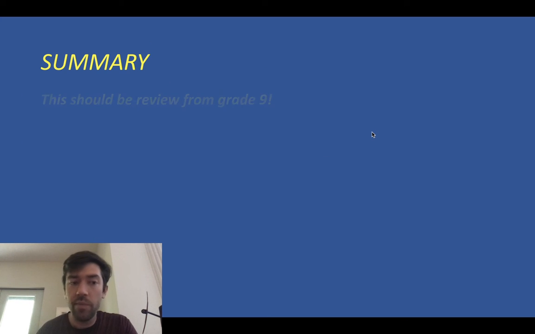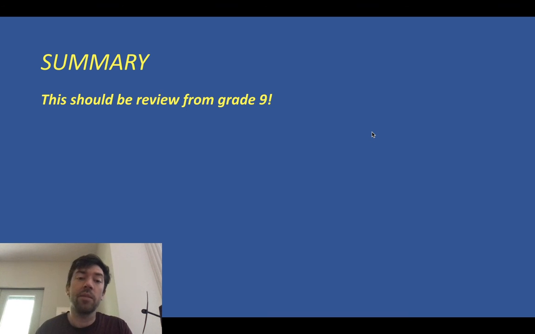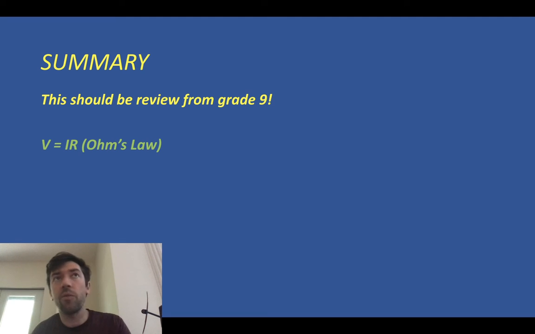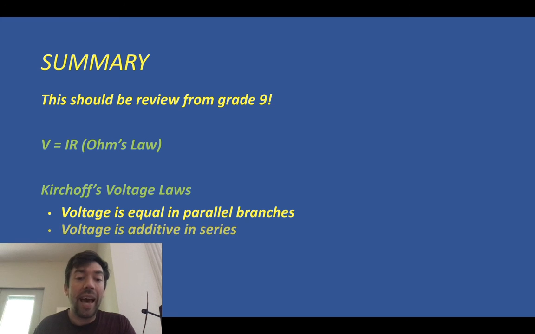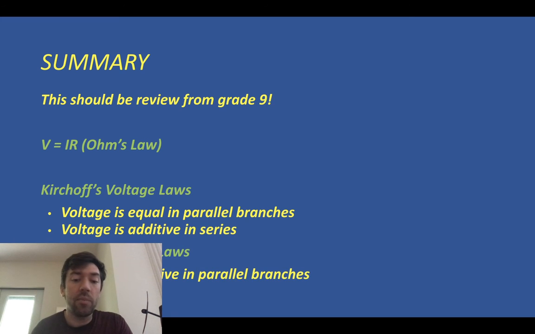So in summary, now I believe all of this should be reviewed from grade 9, but it's 2 years since you've done it, so let's just take a moment to practice this and refresh your memory. This is Ohm's law. V is equal to IR. You can reformat it into a couple different formats depending what you're looking for. Kirchhoff's voltage laws: voltage is equal in parallel branches and additive in series. Current laws are opposite to that. Current is additive in parallel branches and equal in series, and that is it.